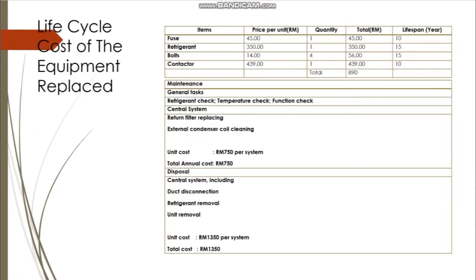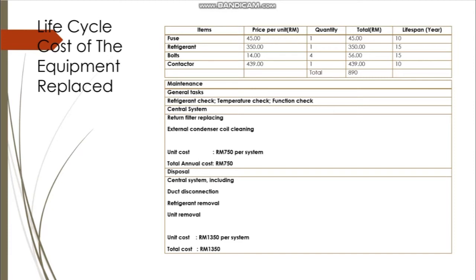This slide consists of a table of the life cycle cost of the equipment replaced. So there are a few items. Fuse, 45 ringgit per unit. Refrigerant, 350 per unit. Bolts, 14 ringgit per unit. Contactor, 439 ringgit per unit. For all of these items, we only use one, except for bolts, which is 4.